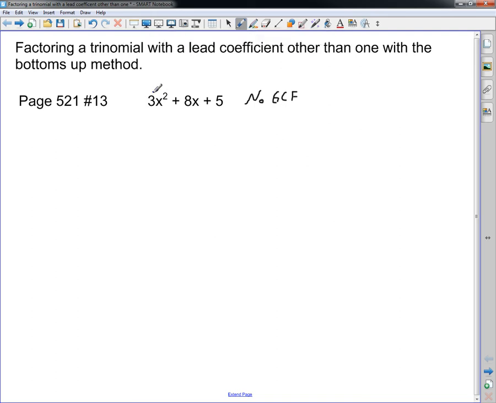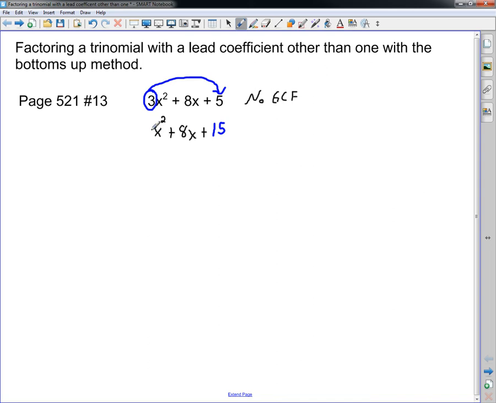Okay, after you do that, we're going to take the A term, which is the number in front, and multiply it by the C term, which is the number in back. So A times C gives me 15. So that's my new constant. So I get x squared plus 8x plus 15. Okay, so this is my new trinomial that I'm going to factor.